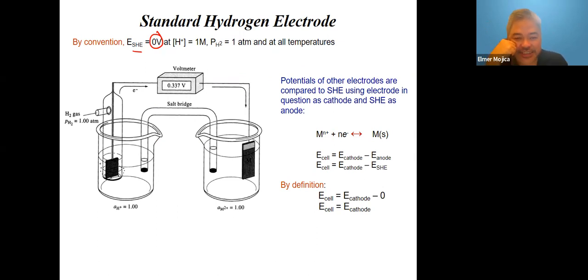Why do you think they assign it as 0? Anyone? Why do you think they assign the potential or the reduction potential for the standard hydrogen electrode as 0? Anyone? Naalala niyo ba ano yung reason doon?